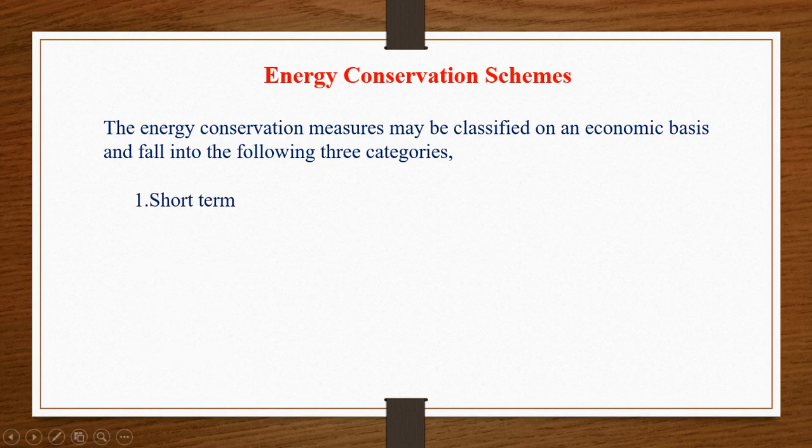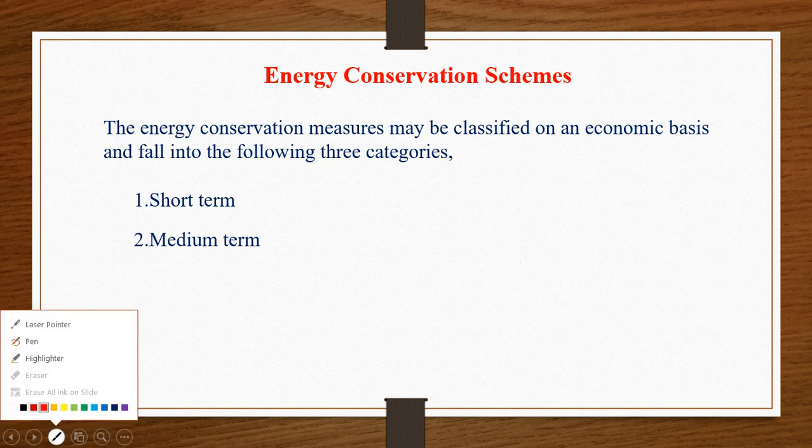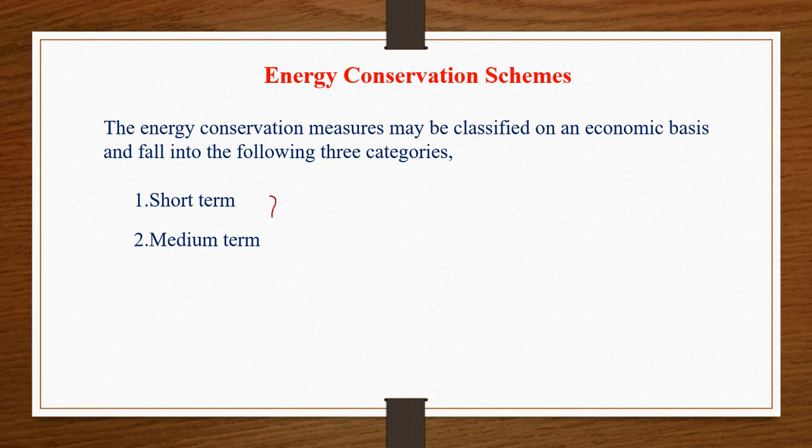See, what are the energy conservation schemes? These are classified based on the economics, meaning cost, how much money you are going to save. First one is a short-term energy conservation scheme, and second one is medium-term energy conservation scheme. In these two schemes, we can save a minimum of 5 to 10%. So saving can be obtained from these two energy conservation methods.